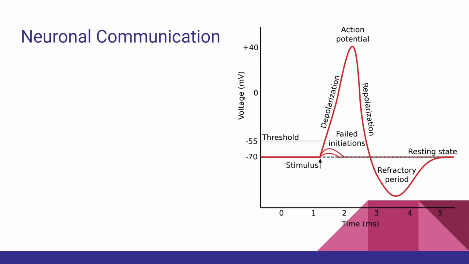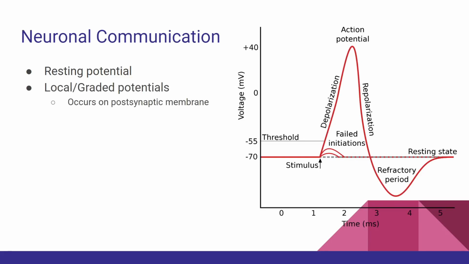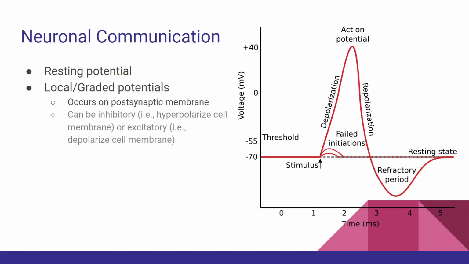So as far as neural communication goes, it's important to understand the process related to action potentials. Every neuronal cell has what's called a resting potential, which is an electrical charge on the surface of the cell when there's no outside stimulation occurring. Another type of potential are local or graded potentials, which occur on the postsynaptic membrane, typically at the dendrites or soma or cell body.